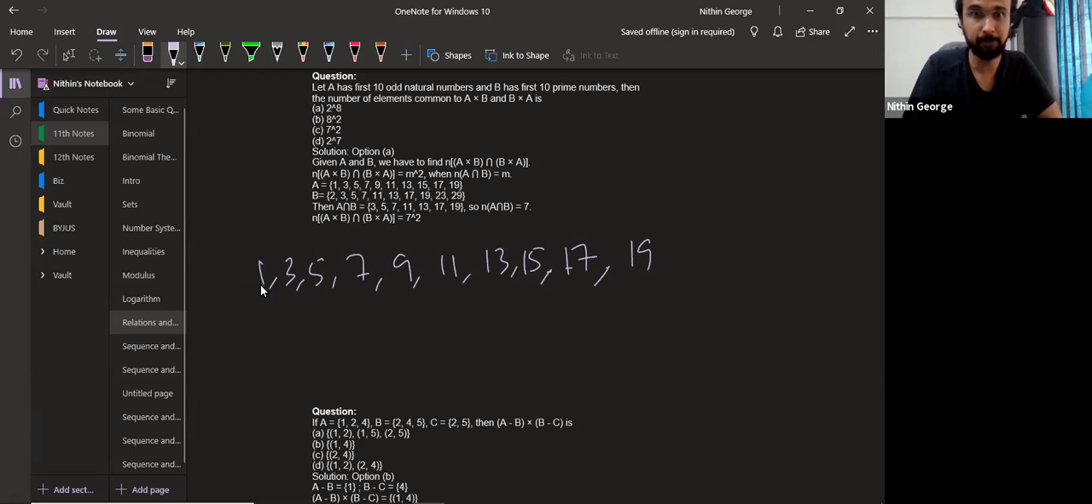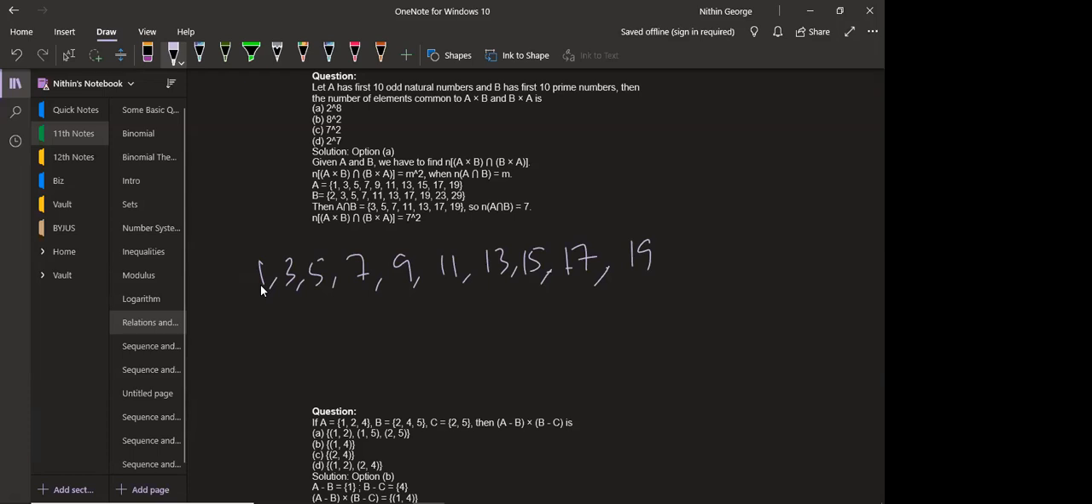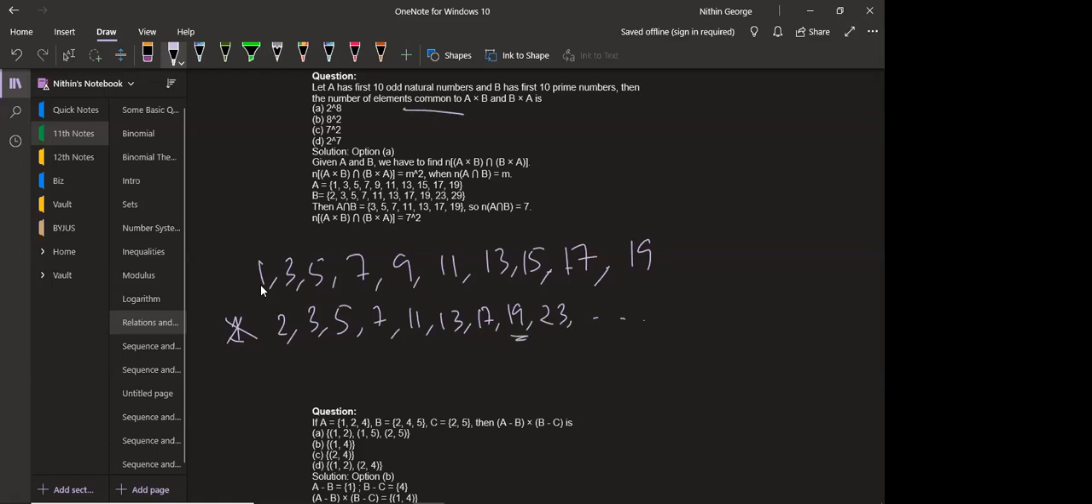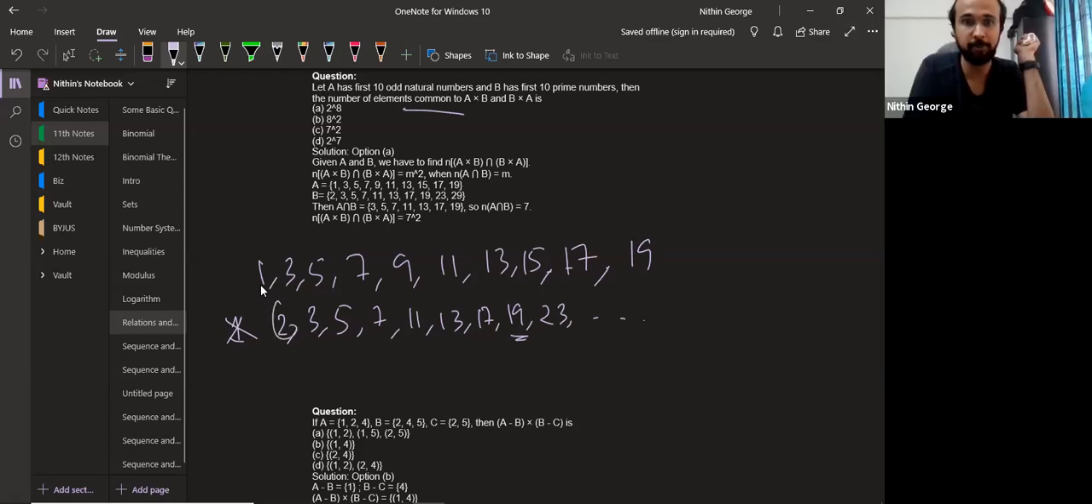And then the first 10 prime numbers. What are the first 10 prime numbers, guys? Is 1 prime? 1 is neither prime nor composite. So we don't include 1. So from 2, 3, 5, 7, 11, 13, 17, 19, 23. And so on. Now we are just looking at the elements common. After 19, just stop writing anything. Then find the number of elements common. 2 is not common. 3, 5, 7, 11, 13 are 5 elements. And these 2 are 2 more elements. So you have 7 elements that are common, right?